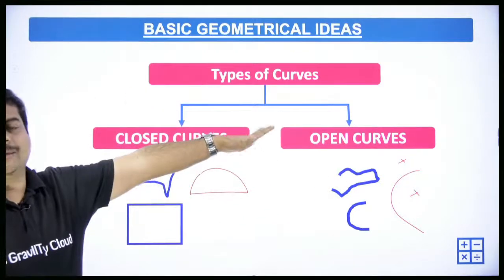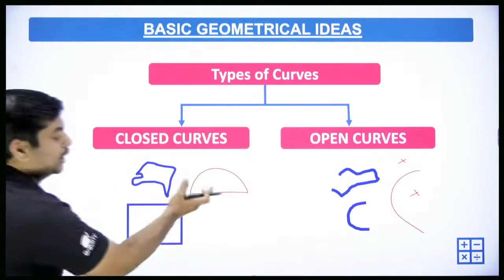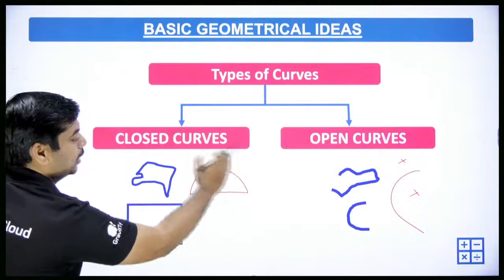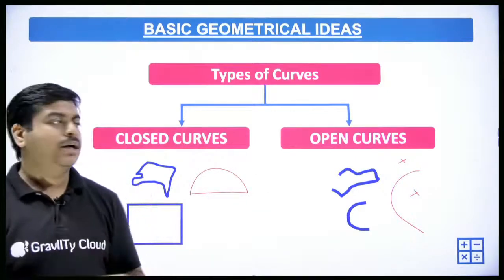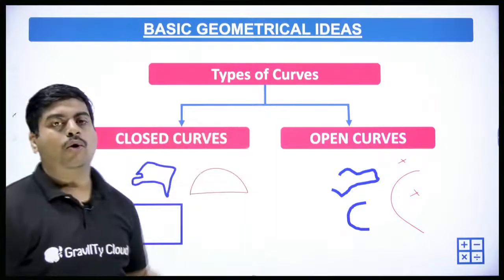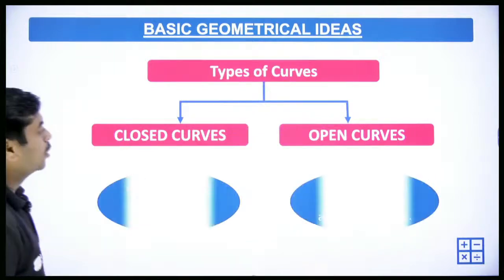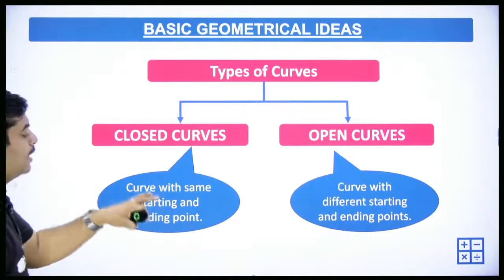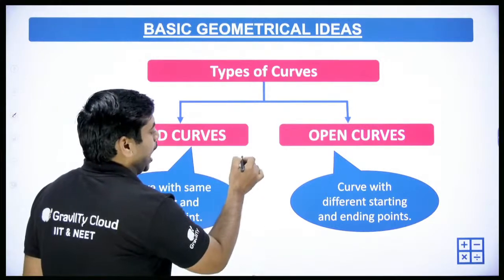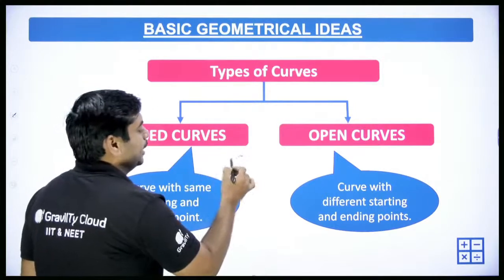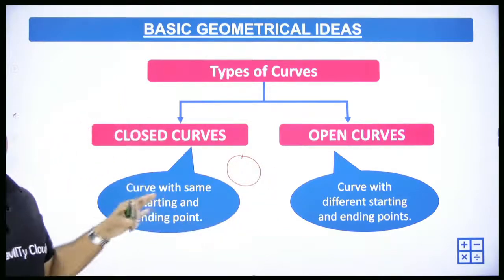They can be any shape, not only straight lines. Here it is a curve, and here a straight line and a curve together. All these are curves. Depending on their alignment, we call them closed or open curves. Now, closed curves have the same starting and end point. For example, a circle: I start at this point and again come to the same point at the end. So we start and end at the same point.